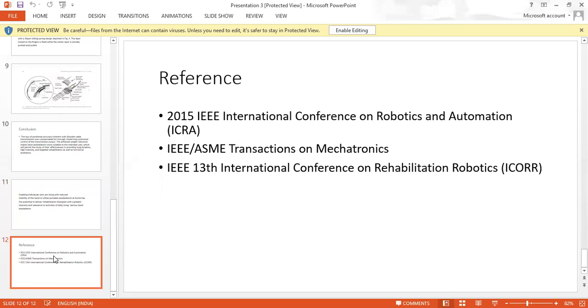The references of this topic are the IEEE International Conference on Robotics and Automation, Transactions on Mechatronics, and books related to the International Conference on Rehabilitation Robotics.